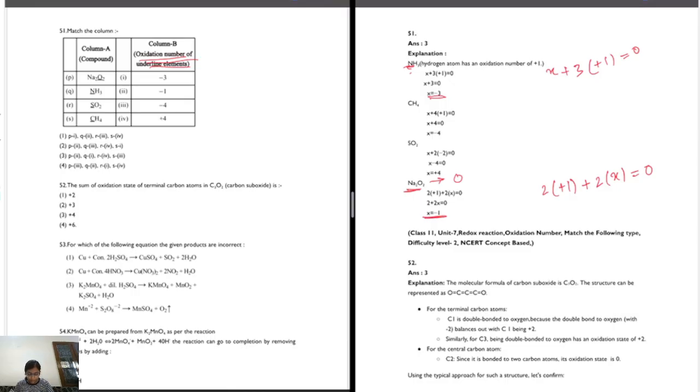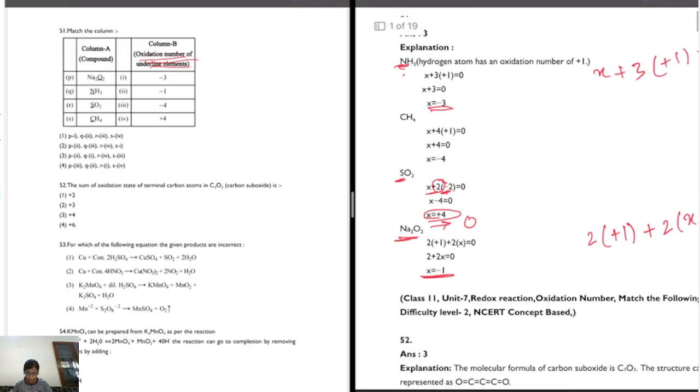Okay, next in our column, we have SO2. So in SO2, the underlined element is S, which will be considered as X. So X plus 2, because 2 atoms are there, into minus 2, that is the oxidation number of oxygen, will be equated to 0. Upon solving this and rearranging, we get X to be plus 4. Alright, so it would be plus 4.